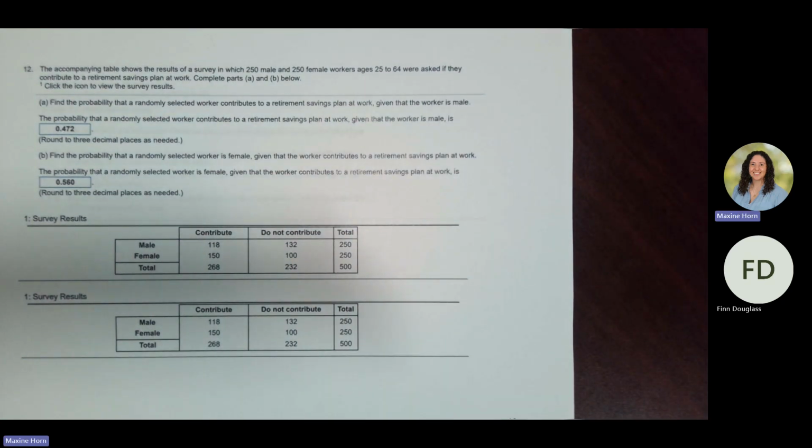So the accompanying table shows the results of a survey in which 250 male, 250 female workers aged 25 to 64 were asked if they contribute to a retirement savings plan at work. Complete parts A and B below. Find the probability that a randomly selected worker contributes to a retirement savings plan at work, given that the worker is male.